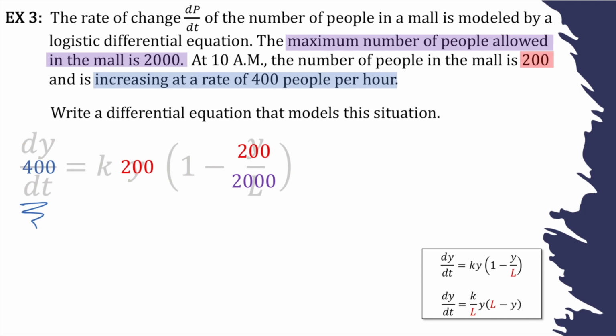The only thing we're missing here is a k, but we have enough information to solve for k. So let's clean this up a bit. We can divide both sides by 200 and then reduce this fraction. So we have 2 equals k times (1 minus 1/10). So 2 equals k times 9/10. So k is 20/9. And now we can write our differential equation.